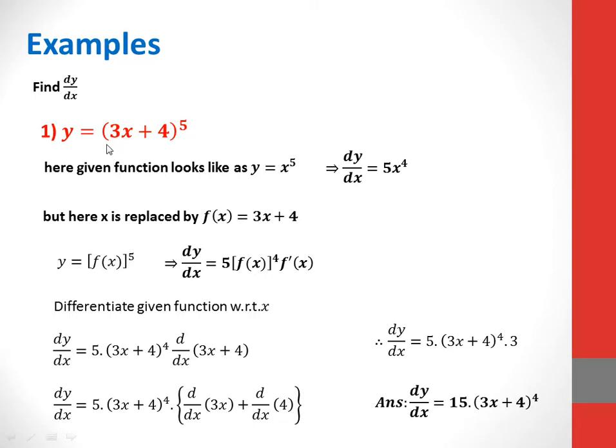So here, simply, if you have the function y is equal to (3x + 4) raised to 5, then just observe the original function, that is x raised to 5, and you know the derivative of x raised to 5 is 5 into x raised to 4, and x is replaced by f of x, which is 3x + 4. Then you will get the answer by applying the chain rule directly like this. Okay, see one more example.